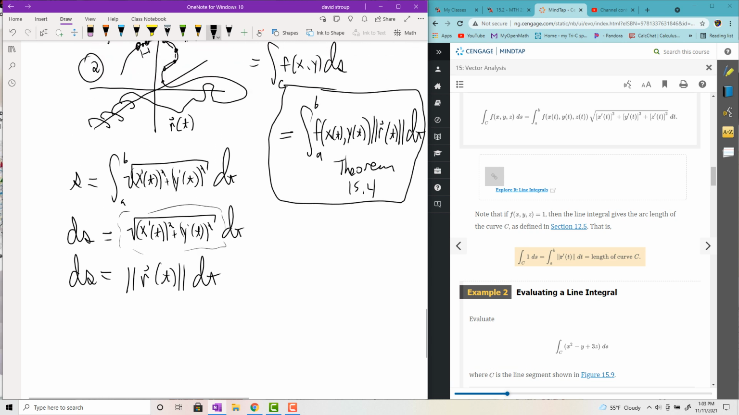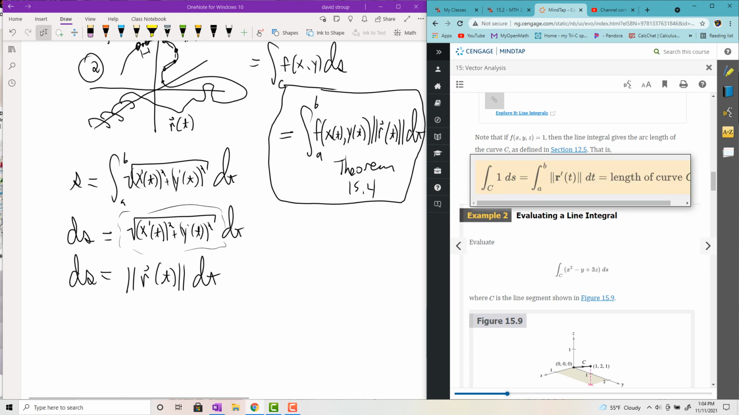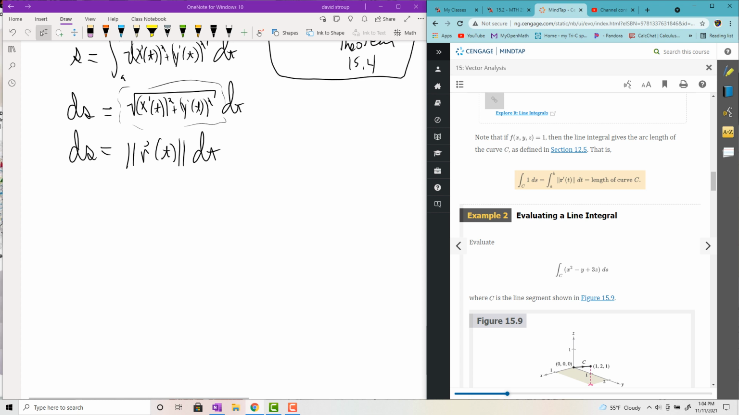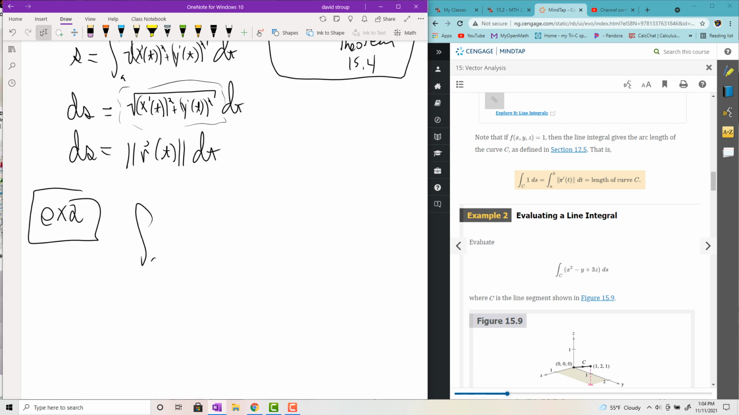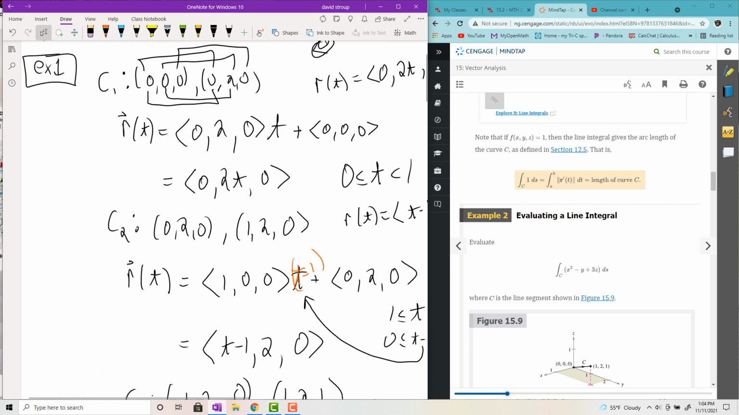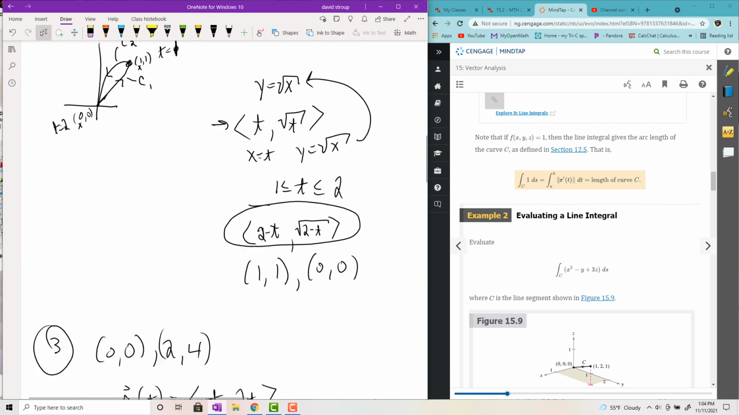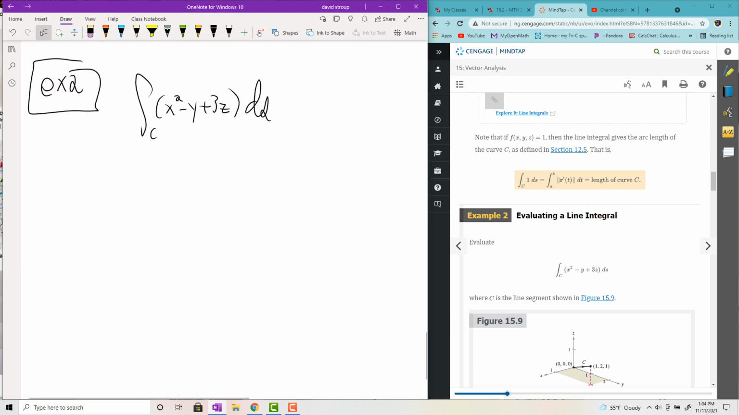That's what we want. Of course, if f of x, y is just equal to 1, what you end up with is the arc length integral, which is what you see right here. But anyways, let's try to evaluate a line integral, shall we? So example 2, we want to evaluate this integral of x squared minus y plus 3z ds. And first we have to go back to what we were learning how to do in section 1. We need to figure out a vector valued equation for this curve.